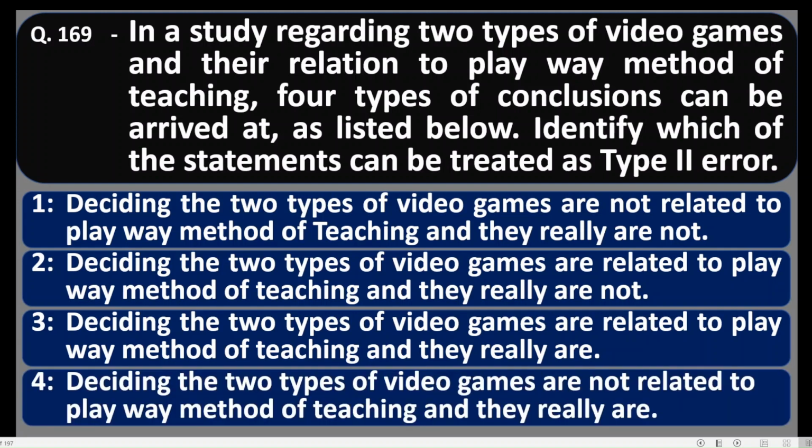Number 4, deciding the two types of video games are not related to play-way method of teaching, and they really are. Here relationship is there, still it is not accepted, and the hypothesis is not rejected, so it is type 2 error in option number 4. So option number 4 is correct.